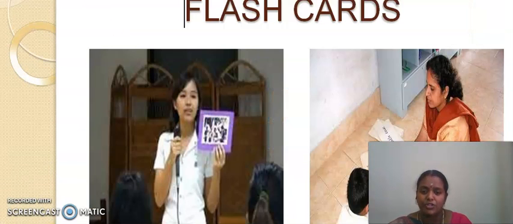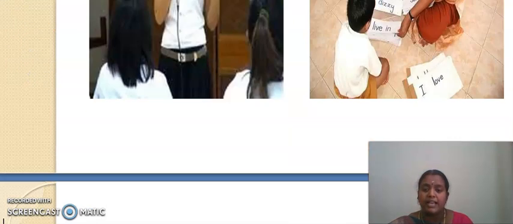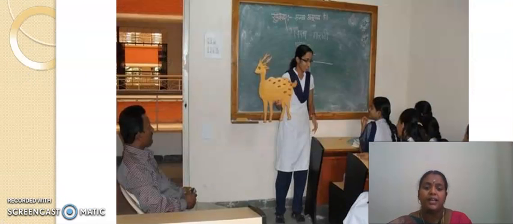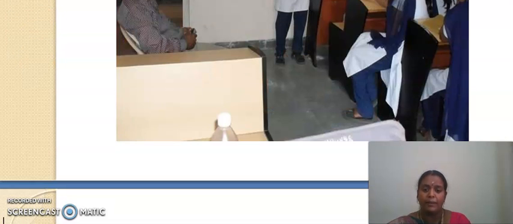And now the flashcards. So flashcards, it is also one of the TLM. You can make use of it for your students, especially to make your class more attractive. You can see here one of the girls is using a flashcard, which helps her to expose the proper idea to the students. So flashcard will make your class an effective one.